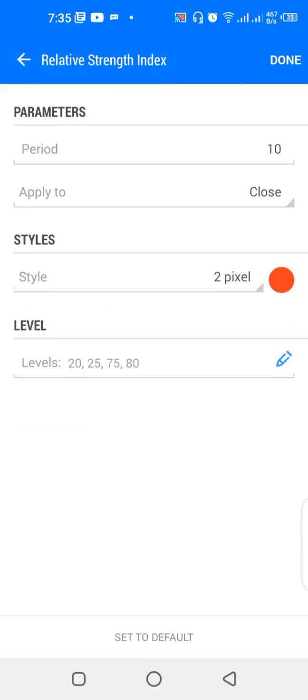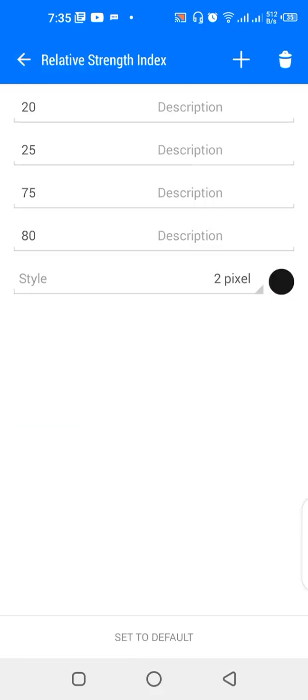Then we have relative strength index. The period is 10. Apply to close. Color is red. The levels are 20, 25, 75, 80.